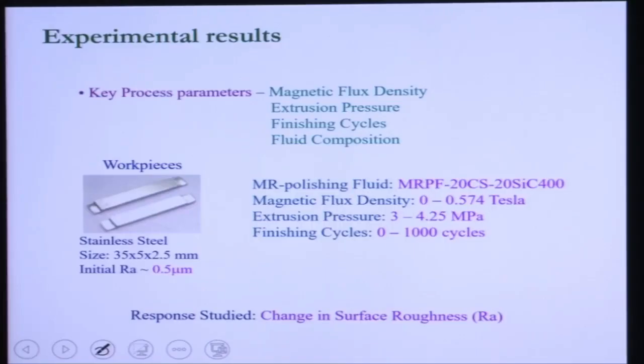Okay, so with this we are going to start the parametric analysis of the MRF process. These are the different parameters I have already discussed in the last class. We have considered this kind of flat workpiece. The length of this workpiece is 35 millimeter, the width is 5 millimeter, and the thickness is 2.5 millimeter. These workpieces are made of stainless steel. They are initially pre-ground, so the initial workpiece surface roughness is 0.49 to 0.5 micron, around 0.5 micron.